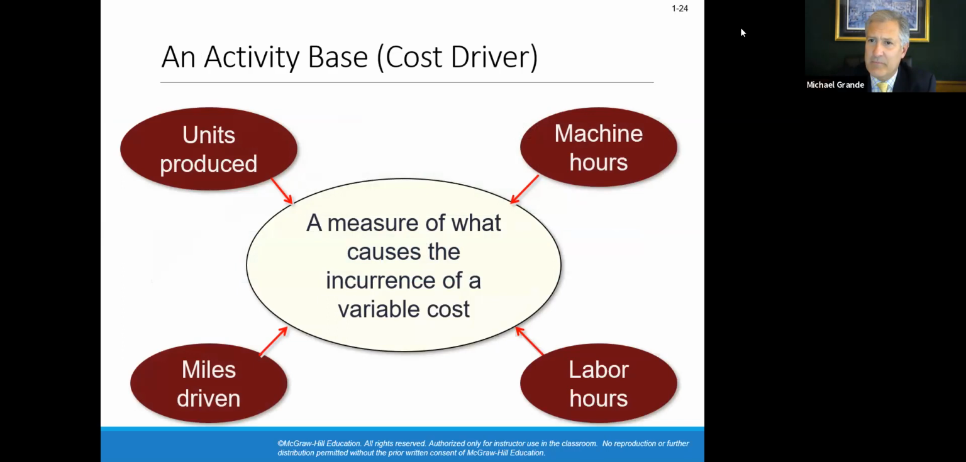What's an activity base? An activity base is an allocation factor, a unit of measure. It could be units produced, machine hours, labor hours, miles driven. It is a measure of what causes the incurrence of a variable cost. In our example, it was number of desks produced. $100 per desk, 10 desks, total cost is $1,000. The activity base, the cost driver, is number of desks.